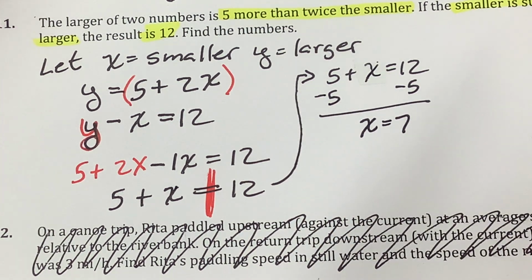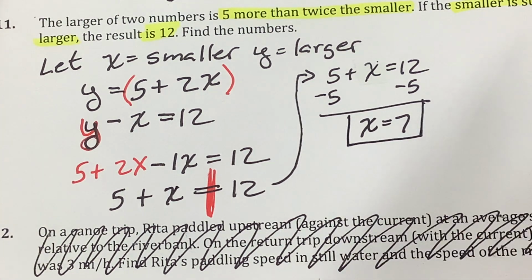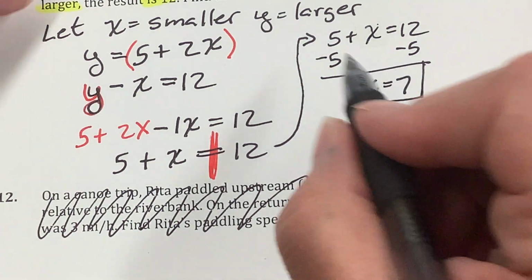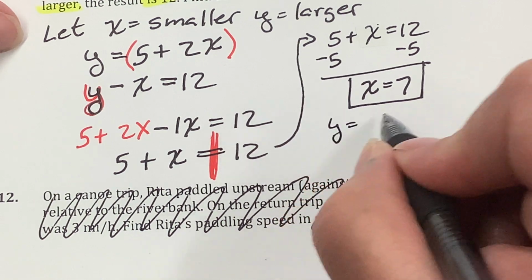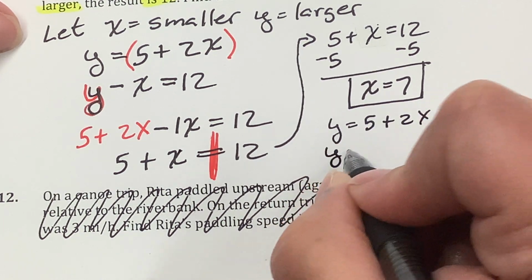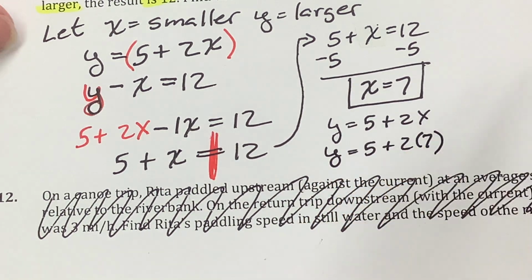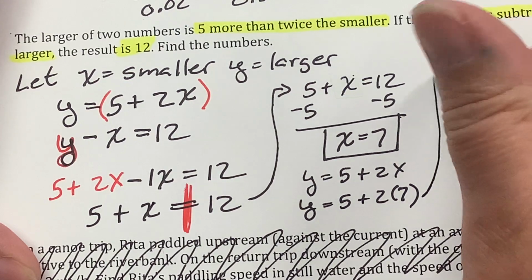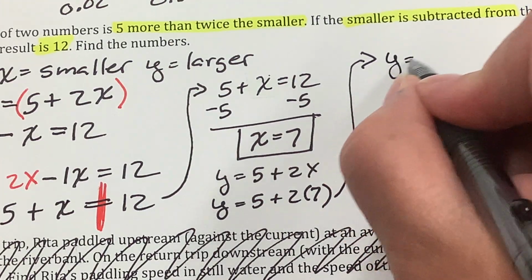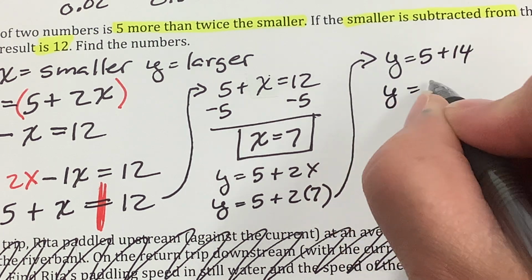And I'm all done, right? No, I only have part of it. I got to find the y. So now I go back and I'm just going to fill in for y. Y equals 5 plus 2x. Y equals 5 plus 2 times 7. 2 times 7 is 14, so y equals 5 plus 14. Y equals 19.